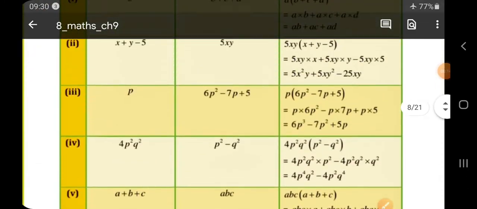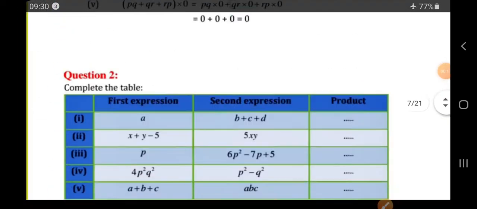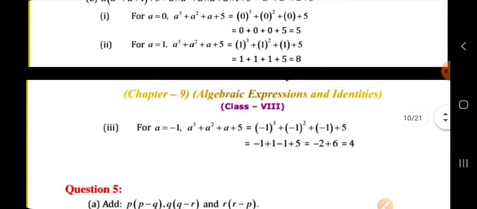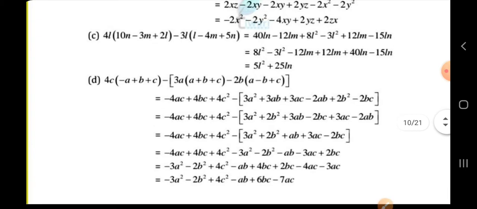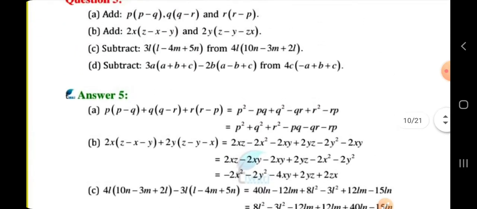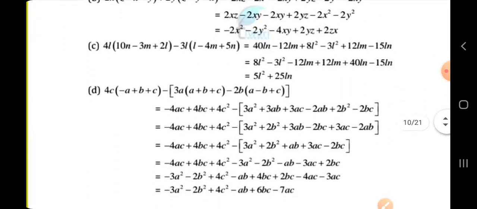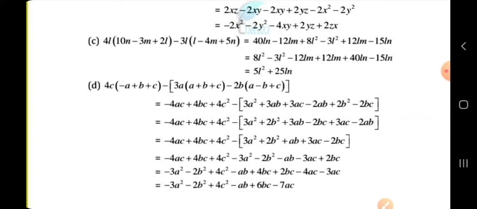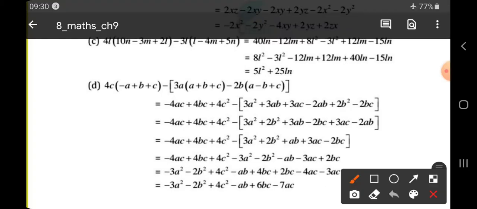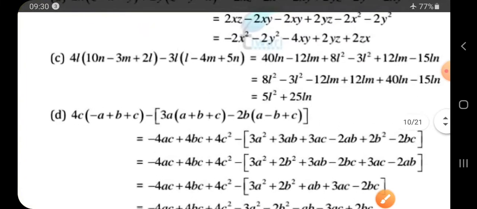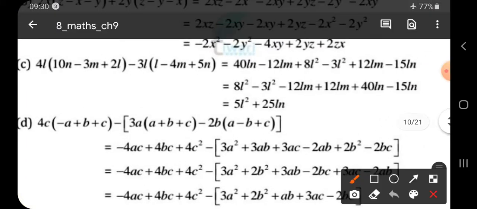Now exercise 9.3. Okay, fourth question over, fifth one. In this fifth question also, first and second are done. Third one. Two terms are given. Let's see the first term first. Simplify it.